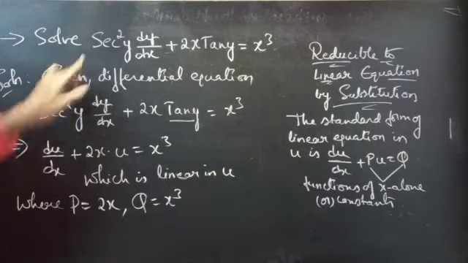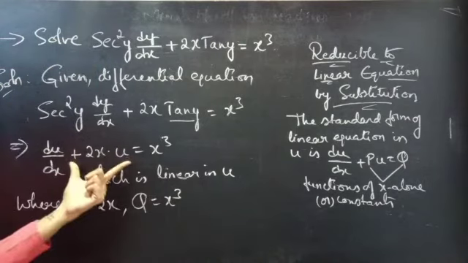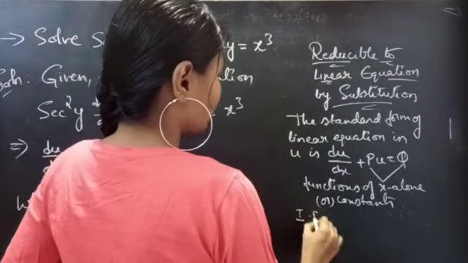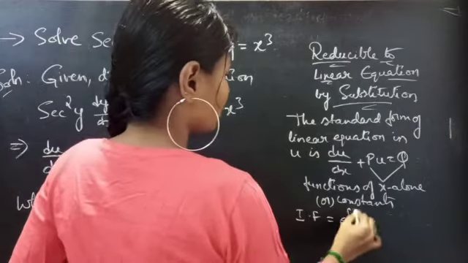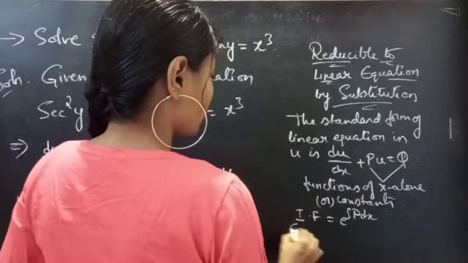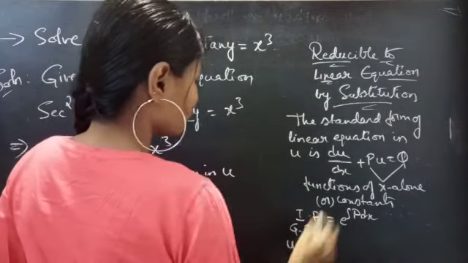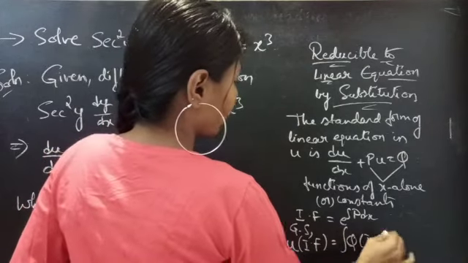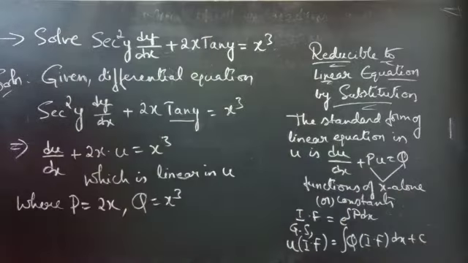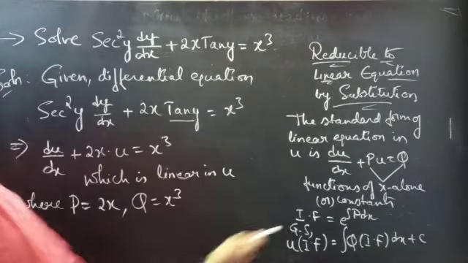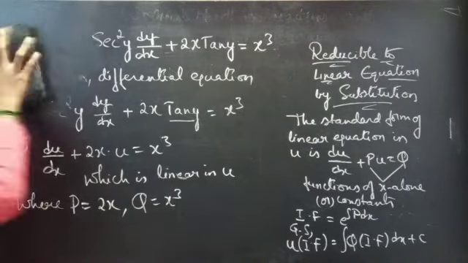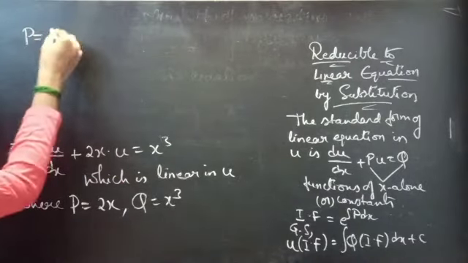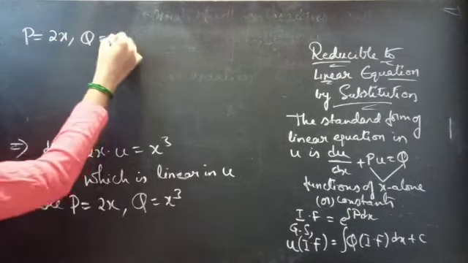Now we need to find the general solution to the given equation. The general solution obtained for this equation will be the general solution to the given equation. We know that the integrating factor of this equation is given by e^(∫p dx), and the general solution is given by u × integrating factor = ∫ q × integrating factor dx + c. Right? So now we'll find the integrating factor. We have p = 2x and q = x³.